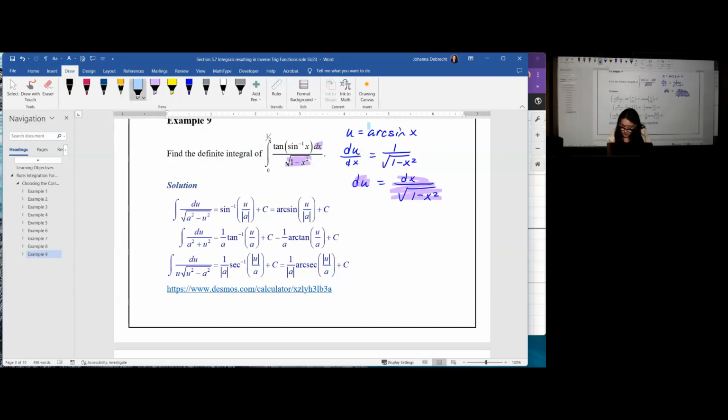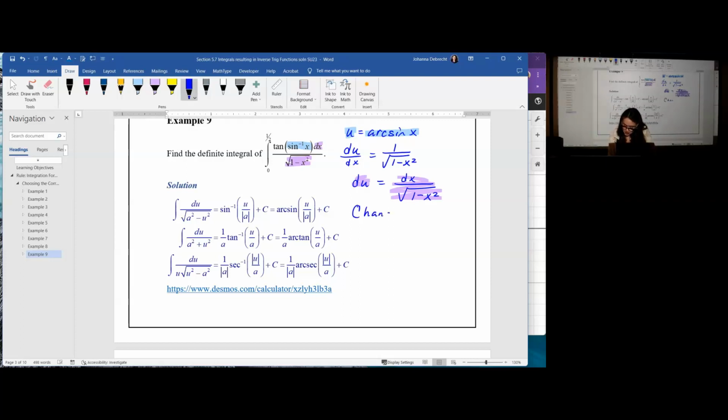I can also replace u with the arcsine of x. So my arcsine becomes u. Notice I have something that's not highlighted. What's not highlighted in this case is tangent. In this case, I could switch the limits of integration, but I'm not entirely sure if that's going to help because I think I'm going to get another u substitution. But we could try it. Let's see what happens when we change the limits.